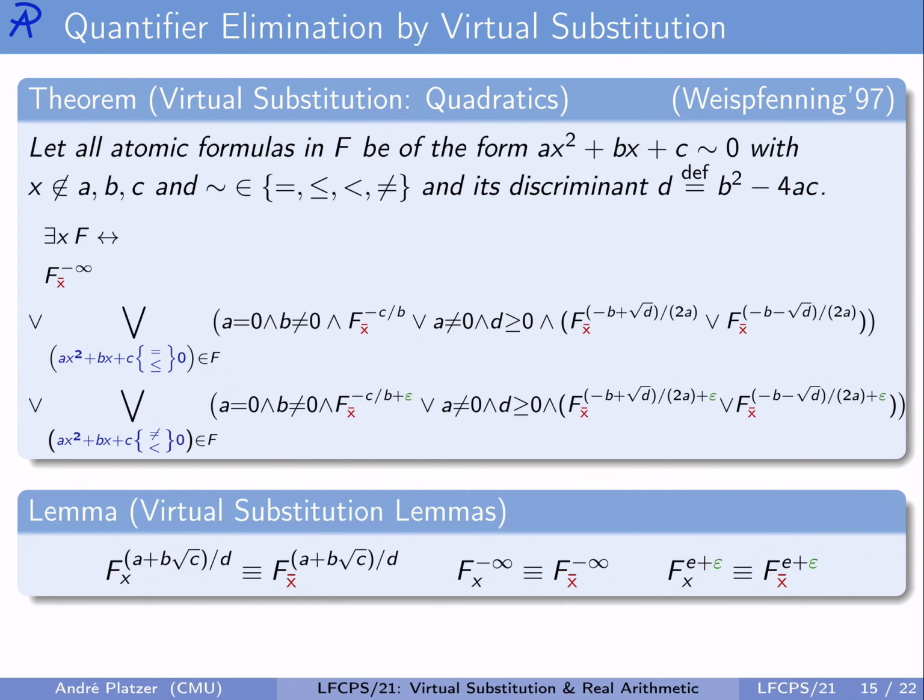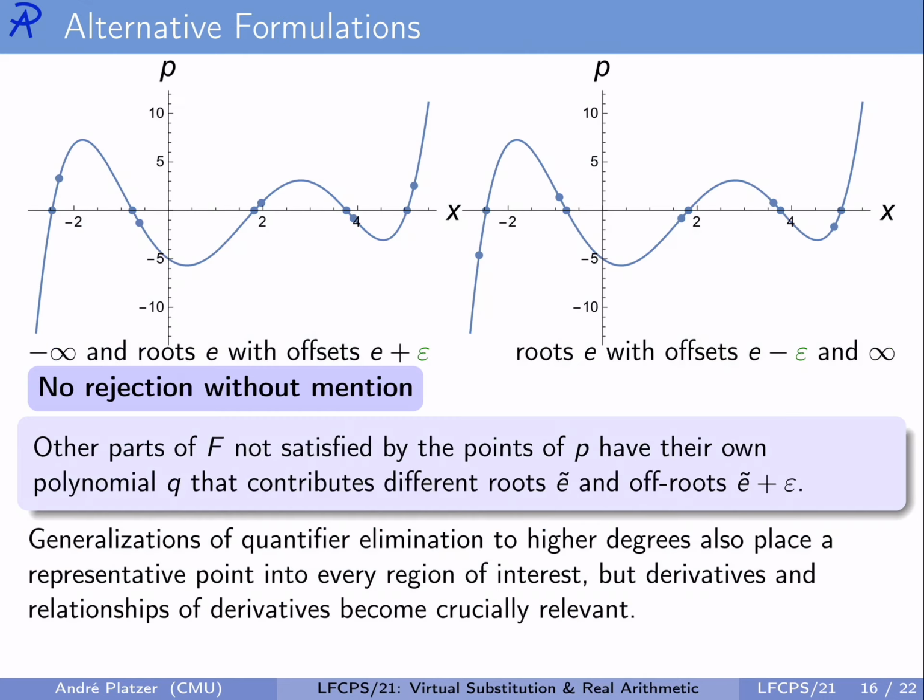And all of this, of course, needed the virtual substitution lemmas that said plugging in square roots and divisions literally is equivalent to plugging them in virtually to make sure we stay in first the logic of real arithmetic. Plugging the minus infinities in literally is equivalent to plugging them in virtually just by rewriting right away. And plugging the off roots in literally is equivalent to plugging them in virtually so that we stay in first the logic of real arithmetic.